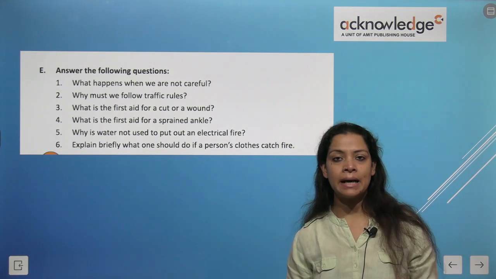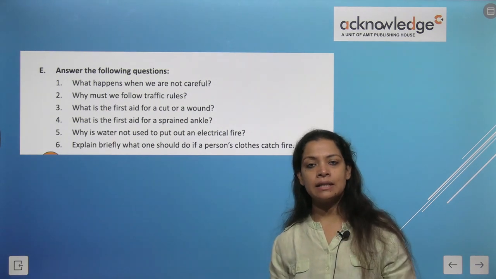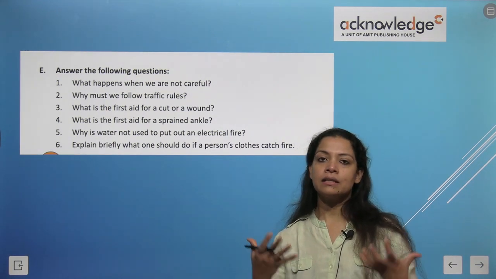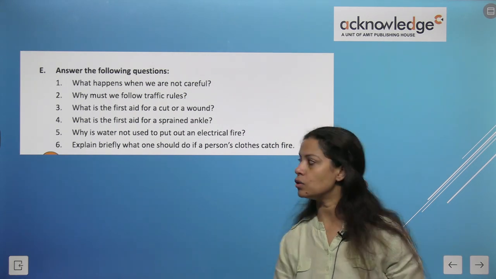What is the first aid for a sprained ankle? When there is a sprained ankle, wrist or knee, put an ice pack and cover that affected area and then give the person support and further, if required, take him to a doctor.